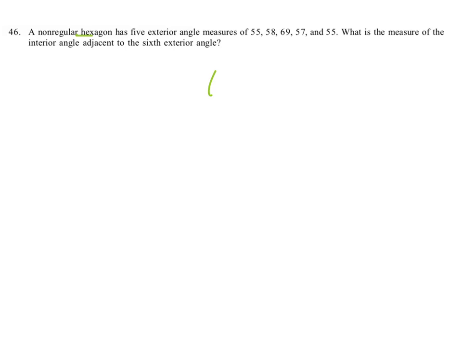So the first thing I'm going to do is I'm going to say 55 plus 58 plus 69 plus 57 plus 55. That'll give us the sum of 5 of the exterior angles.